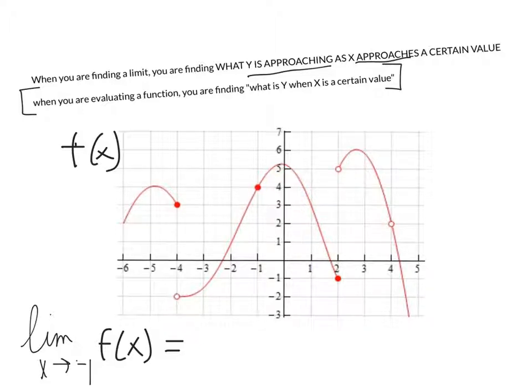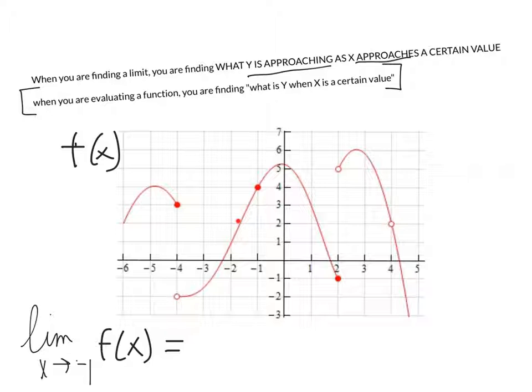Let's analyze. We're going to get on the function and come at it from the left-hand side, and we're trying to get to x = -1. All right, here's x = -1. And as x is approaching -1 from the left-hand side, what is y approaching? As x is approaching -1 from the left-hand side, y is approaching 4. Y is getting closer and closer to 4.